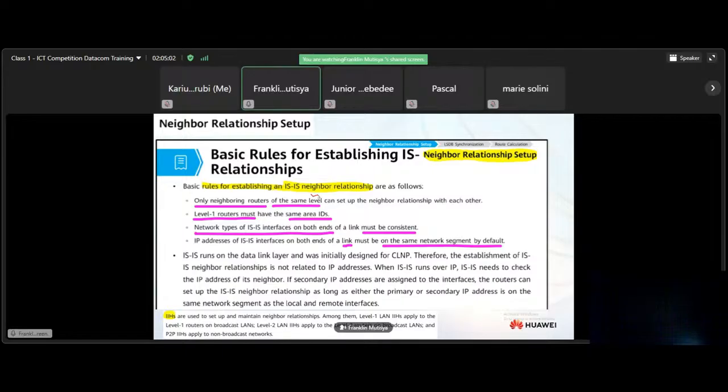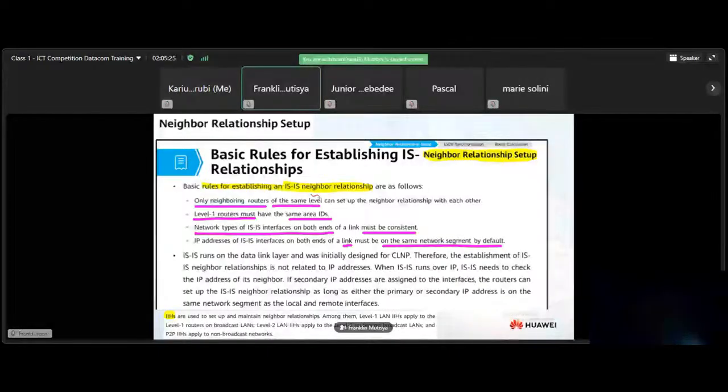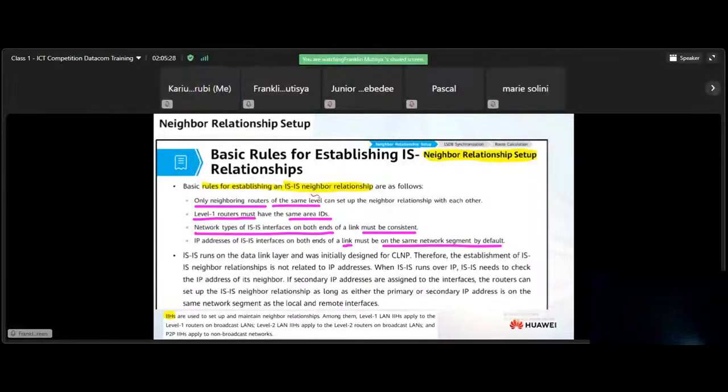So another rule is that level 2 routers can establish neighbor relationships with other level 2 routers and level 1-2 routers. Rule number 2: level 1 routers must have the same area IDs. Remember we said level 1 routers are used in non-backbone areas, so they have to have the same area IDs. Level 2s and level 1-2s can have multiple area IDs.